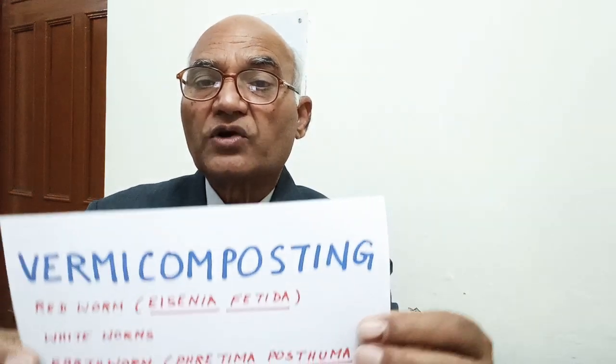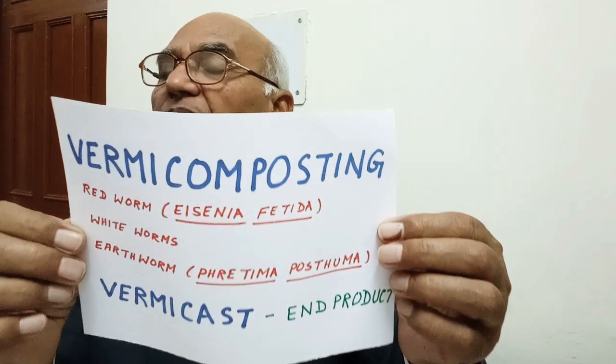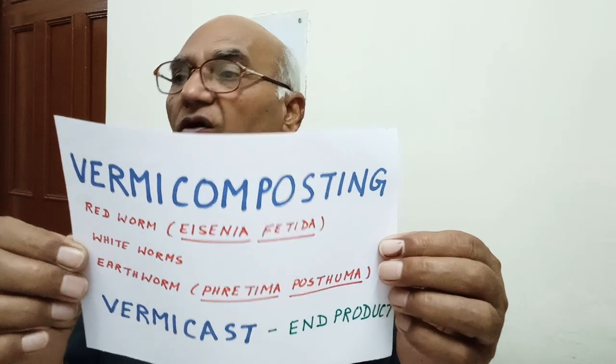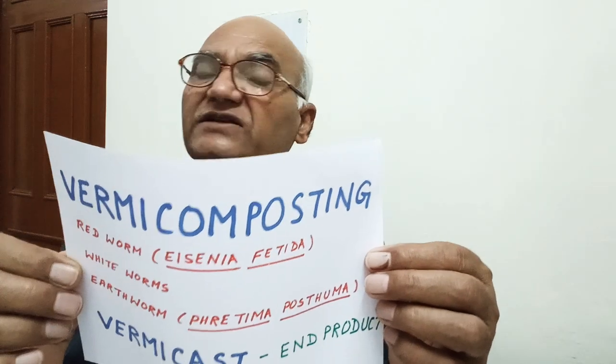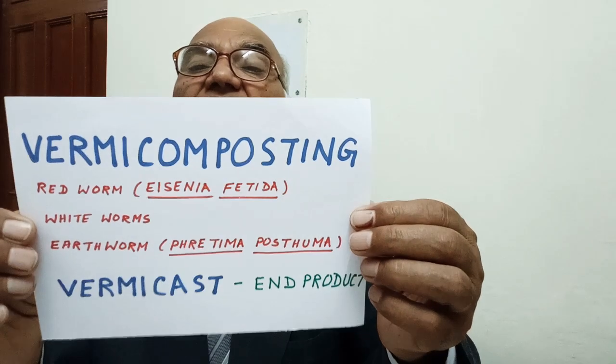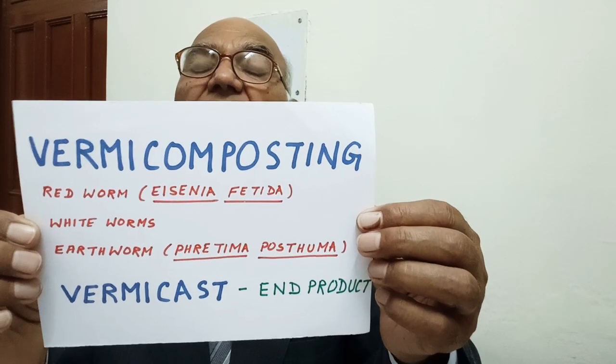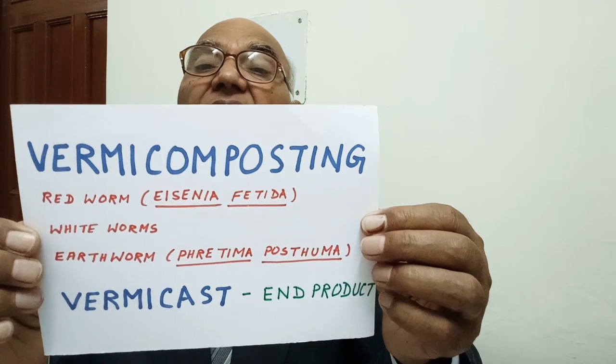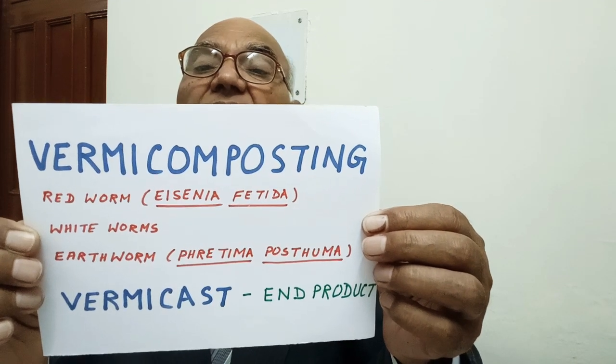Then vermicomposting. Vermicomposting includes redworms, that is Eisenia fetida, whiteworms, and earthworm, that is Perionyx excavatus, and the end product is the vermicast. They could be grown even in the kitchen garden. For example, on the peelings of vegetables, leaf mold and all these, these worms could be grown, and they are the friend of the farmer, and they make the soil porous and enhance the fertility of the soil.